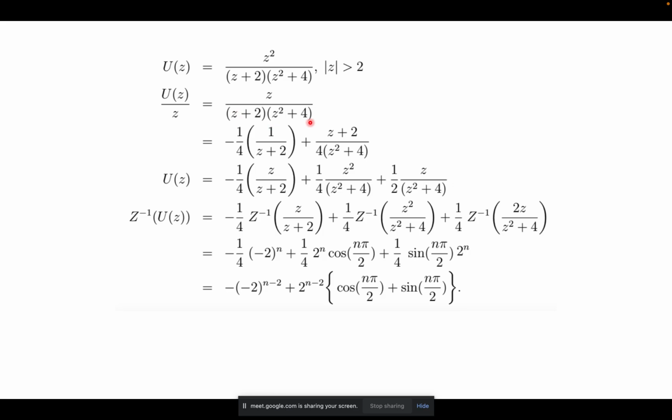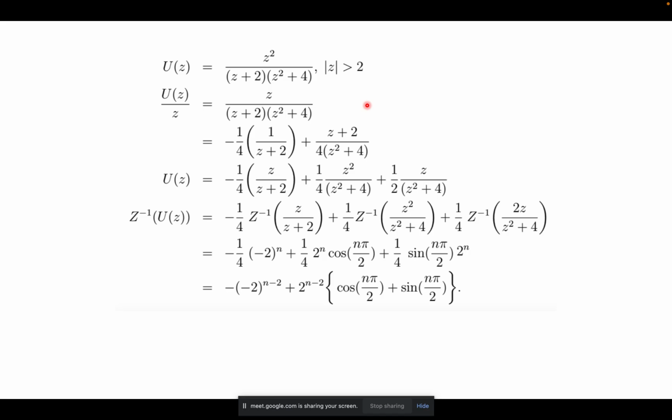This in terms of partial fraction by writing it as A upon z plus 2 plus (Bz plus C) upon z square plus 4, and from there you can calculate what the coefficients A, B and C are. We covered this and solved some problems in class. So this is very straightforward.